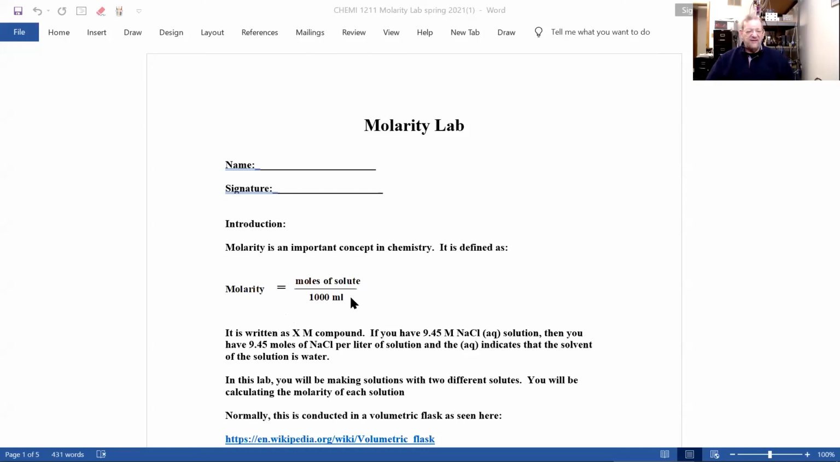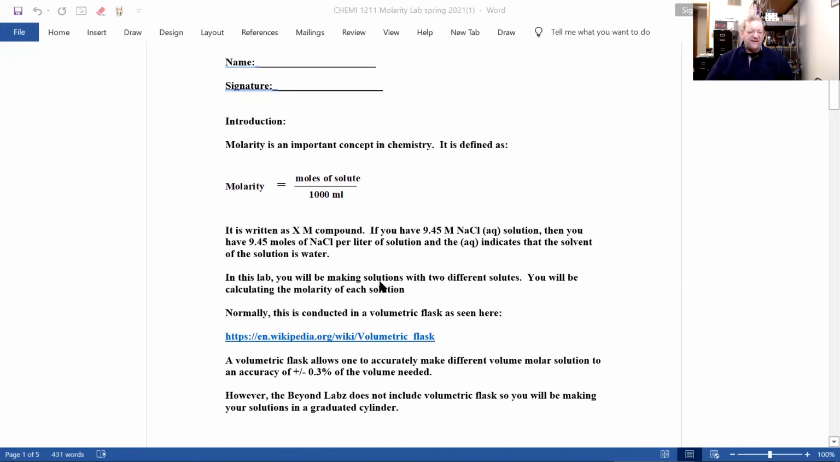And molarity is moles of solute per 1 liter, but in the lab we use 1,000 milliliters. And it is written as X capital M, then the compound. So if you have 9.45 capital M NaCl (aq) solution, then you have 9.45 moles of sodium chloride per liter or 1,000 milliliters. And the aq in the brackets tells you the solvent is water.